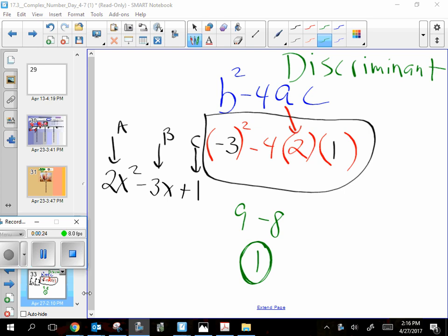Once you're done with this discriminant thing and you've plugged it in and you got your answer like we just did a second ago, now here's the part you don't know. Well, some of you might know. If the answer comes out positive, then this equation we started with will have two solutions.